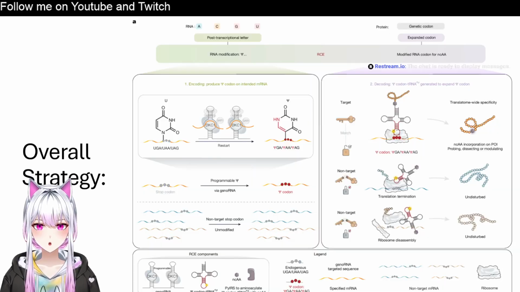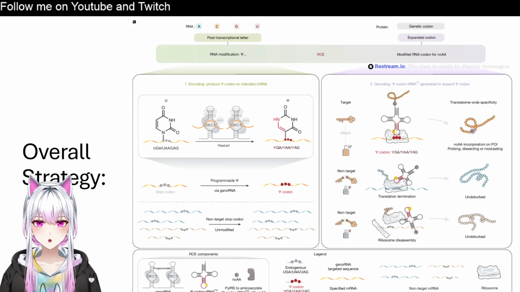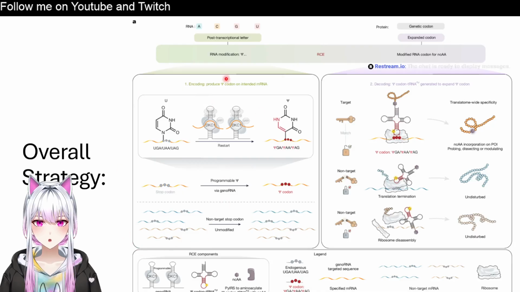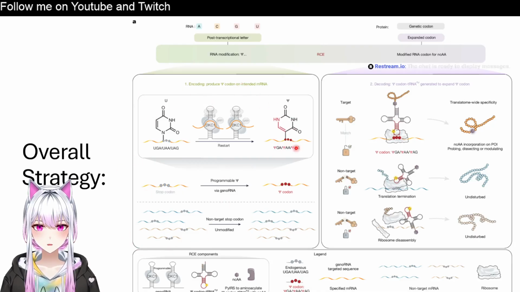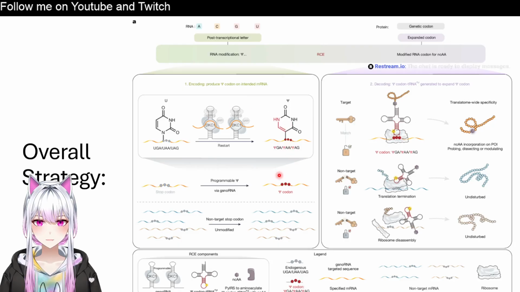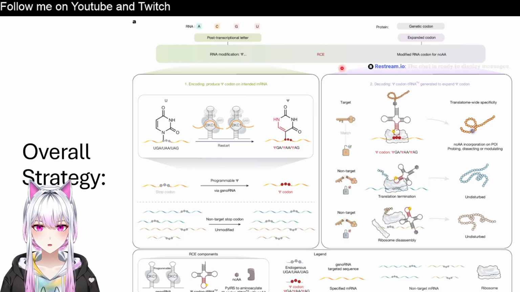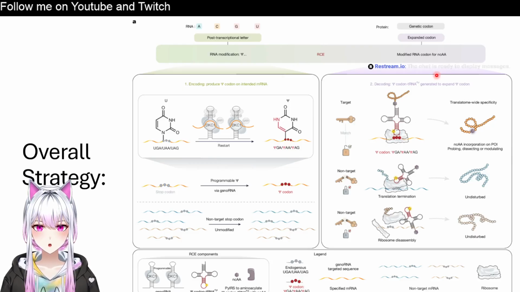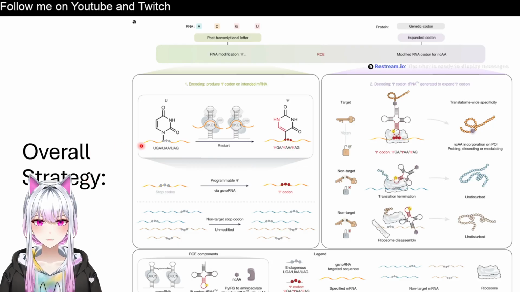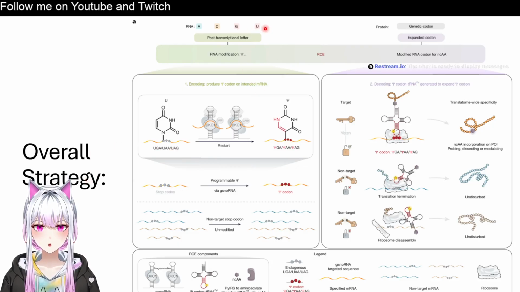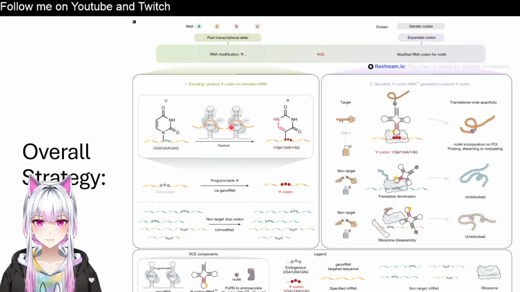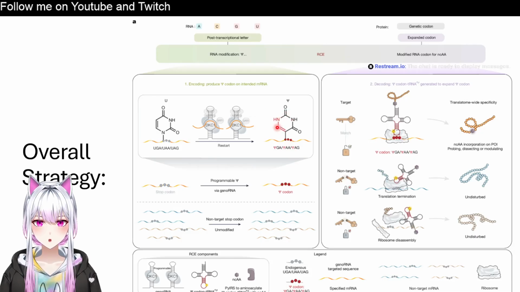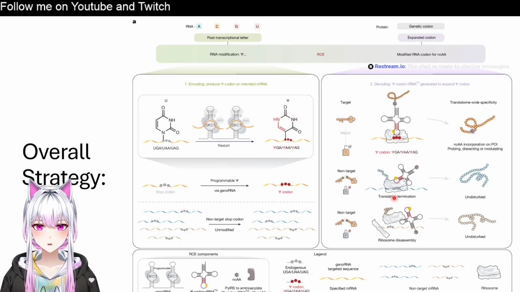So the overall strategy of this paper is split into mainly two parts. Number one is the production of pseudouridine codons on the intended mRNA target. Second is to decode this pseudouridine codon. Oh, I forgot to talk about it. Pseudouridine is just a modification of the uracil, or U, that you see in your RNA. They add a chemical compound to it, so you can see it changes from a carbon here to an amino group. That's about it. Simple as that.